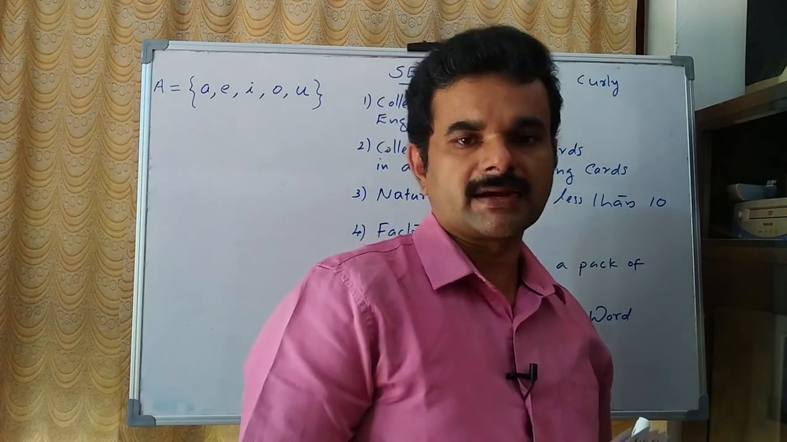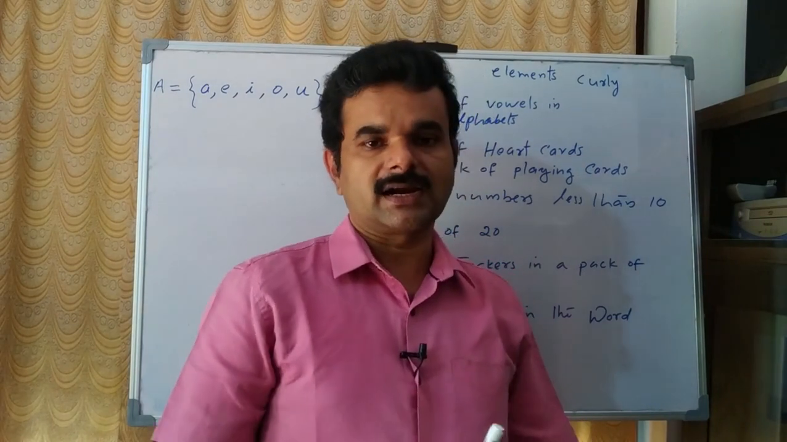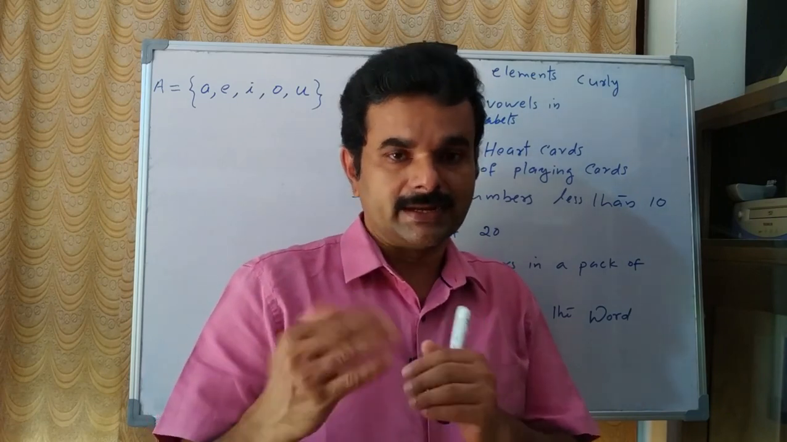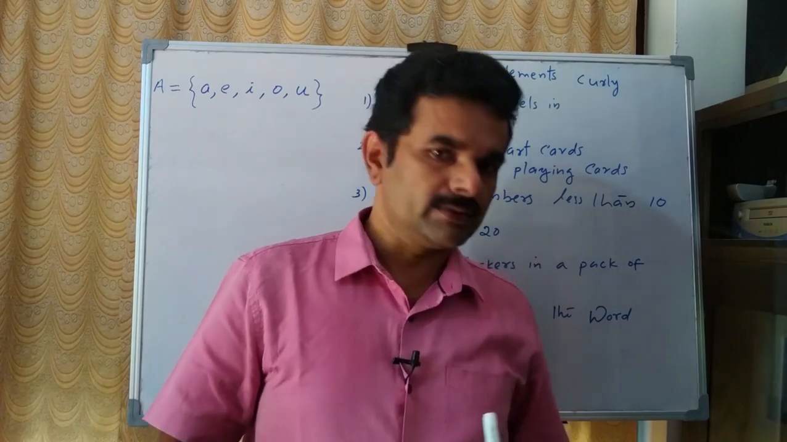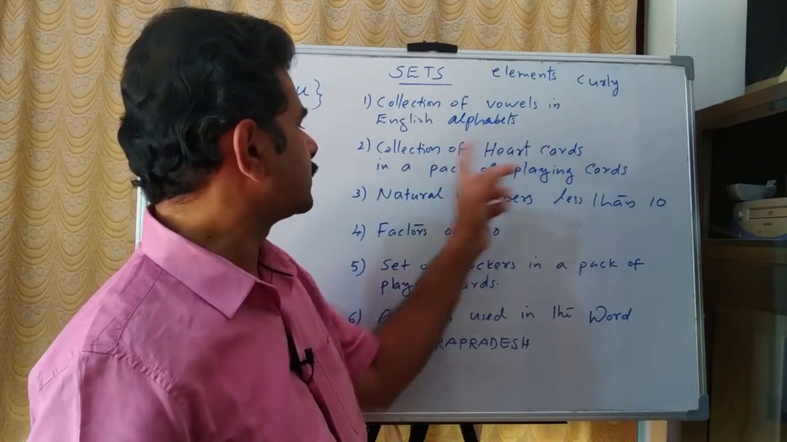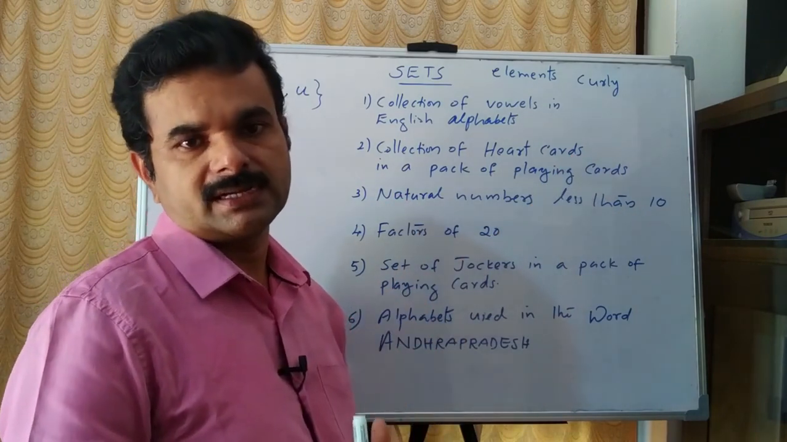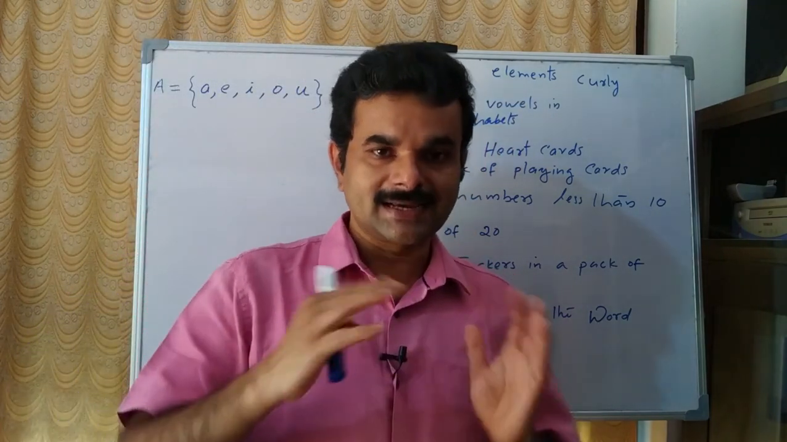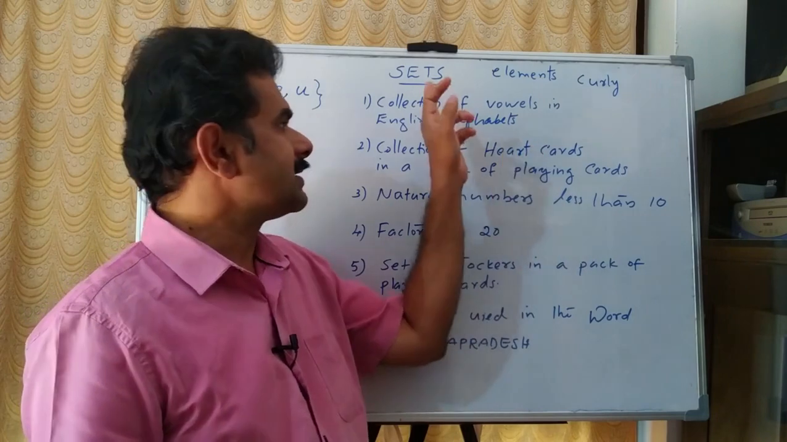So in a pack of playing cards, there will be 13 heart symboled cards. All such cards are red cards. You know that. This means what? This group or this set is clearly defined. No doubt, no doubts are there. This group is clearly defined. So we are saying that collection of heart cards in a pack of playing cards, this collection is a set because each element in this group is clearly defined. Okay, so this is another example for a set.